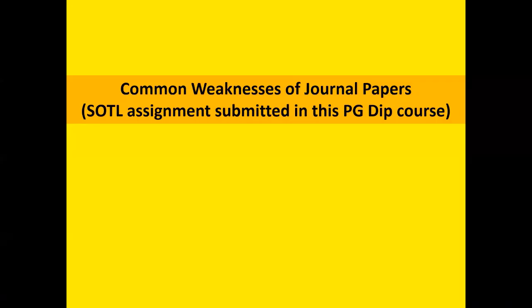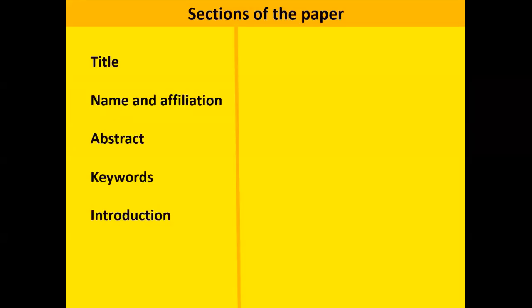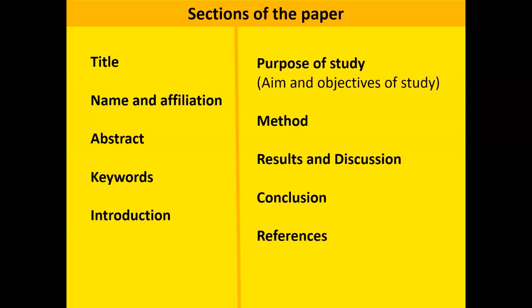Now, I would like to share with you some of the common weaknesses of journal papers, regardless of whether they are submitted as assignments or whether they're actually sent to journals. First of all, it is the sections of the paper. Each section has its own purpose, and the information must follow the sections of the paper.